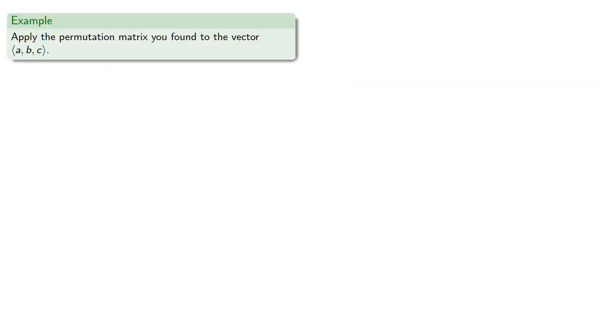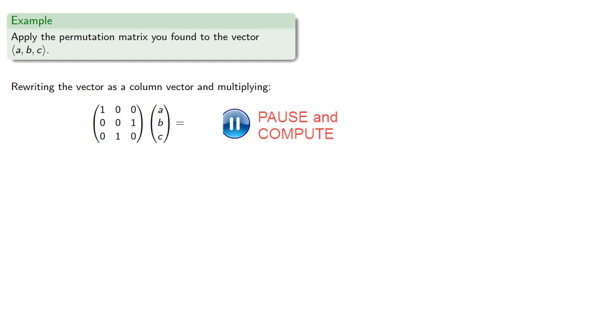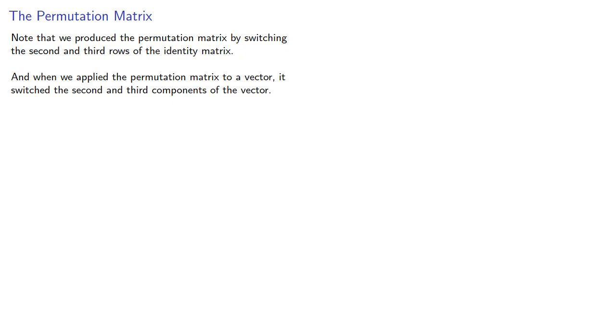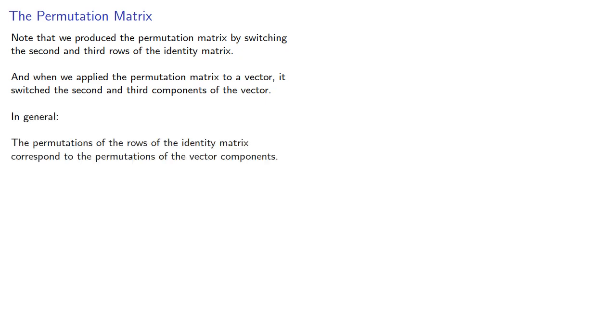For example, let's take that permutation matrix that we just found and let's apply it to the vector A, B, C. What that means is we'll rewrite the vector as a column vector and left multiply by the matrix. And if we do that, we get... Note that we produced the permutation matrix by switching the second and third rows of the identity matrix, and when we applied the permutation matrix to a vector, it switched the second and third components of the vector. And in general, the permutation of the rows of the identity matrix corresponds to the permutation of the vector components.